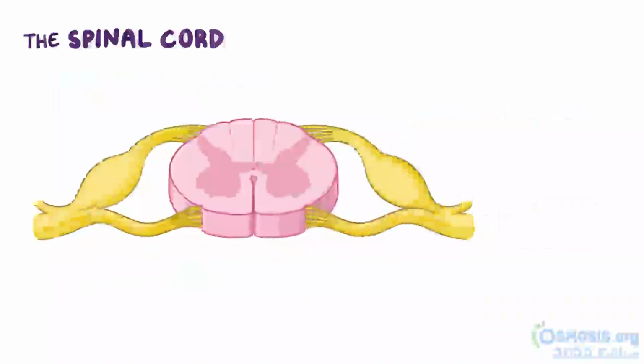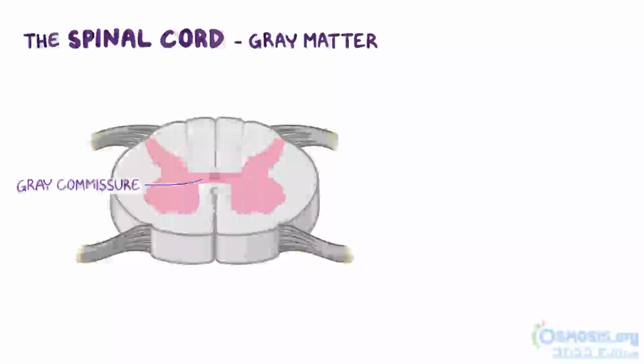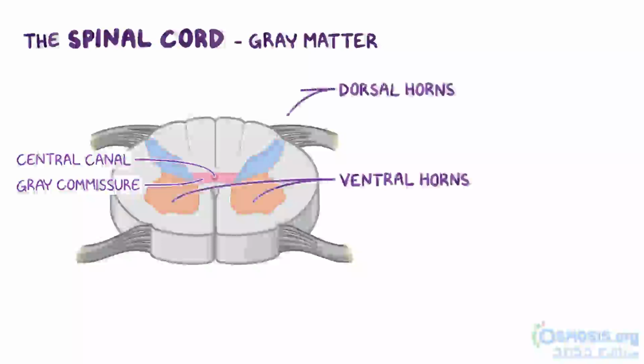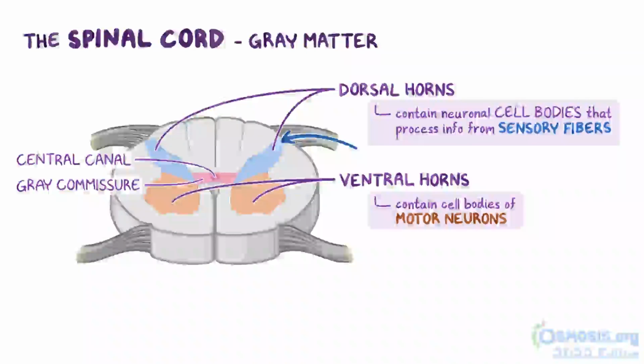Now, on a transverse section, the spinal cord has an area of gray matter shaped like a capital H in the middle. The gray matter is subdivided into the gray commissure, which is the strip connecting the two halves of the spinal cord that surrounds the central canal, and the peripheral regions known as horns. There are 2 ventral and 2 dorsal horns. Dorsal horns contain neuronal cell bodies that process information received from sensory fibers entering the spinal cord from the dorsal roots and dorsal rootlets. On the other hand, the ventral horns contain cell bodies of motor neurons, with motor fibers exiting through the ventral rootlets and ventral roots.